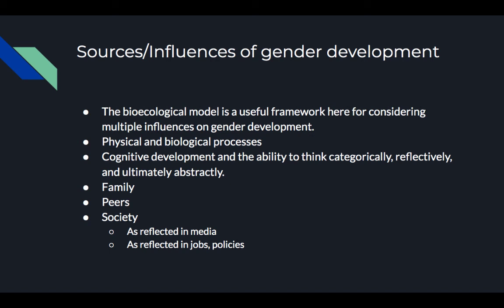Family is a major socializing influence, as are peers, and then obviously society as well. Media presents images of what appropriate gendered behavior is, and there are policies in society, jobs, earnings, all these things that affect gender development and gender identity.